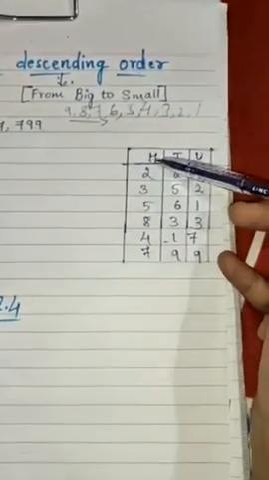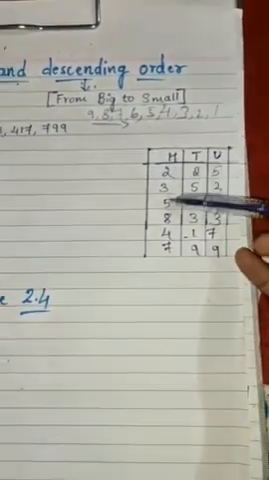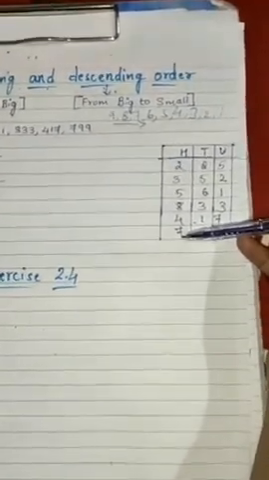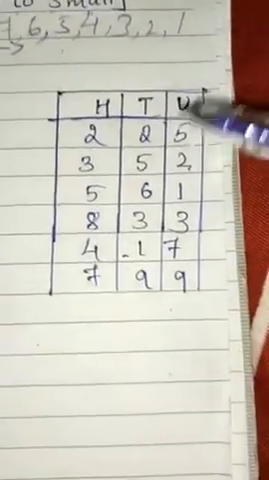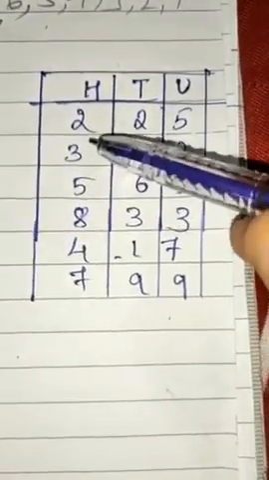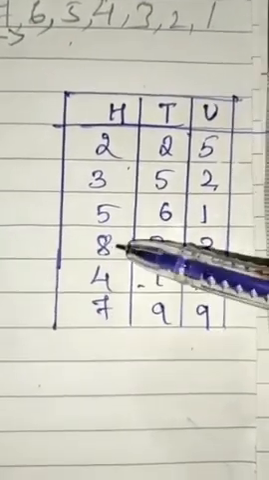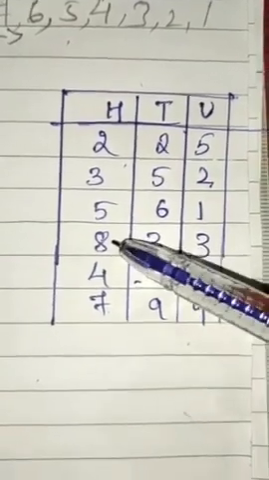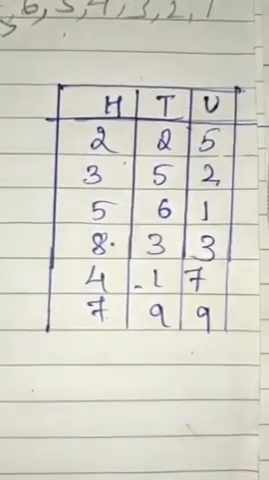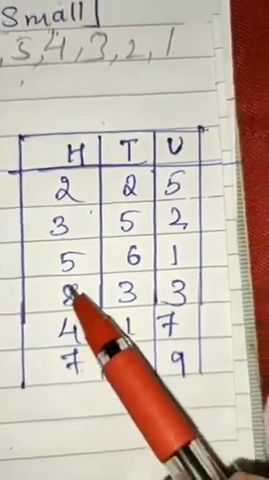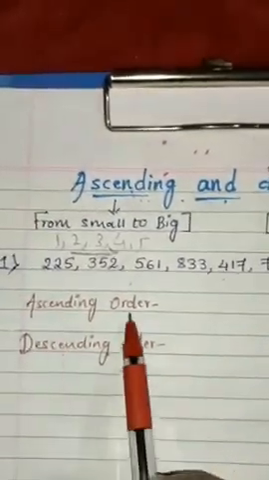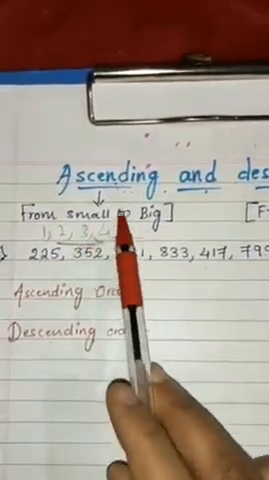Whichever digits are there in the 100 place, we have to compare those numbers first. Okay, now you have to tell me which is the biggest digit here in the 100 place? 2, 3, 5, 8, 4, 7. Yes, 8. 8 is the biggest one, right? But as we are writing, first we are writing the ascending order. Means we have to go from small to big.